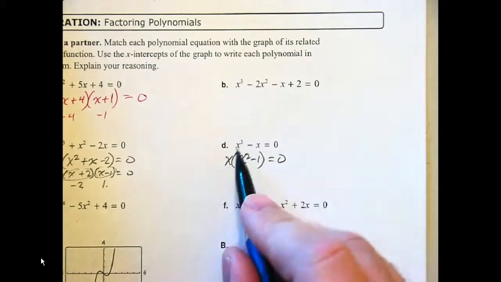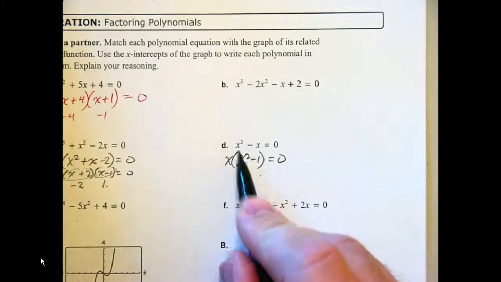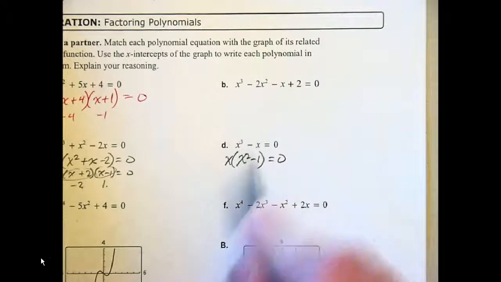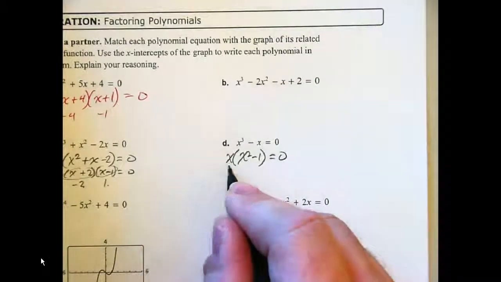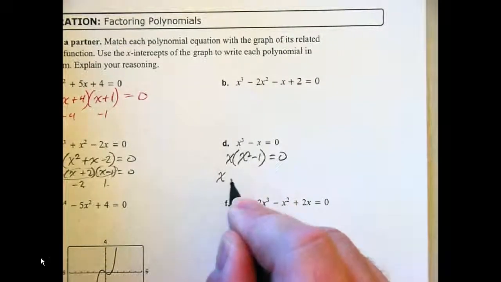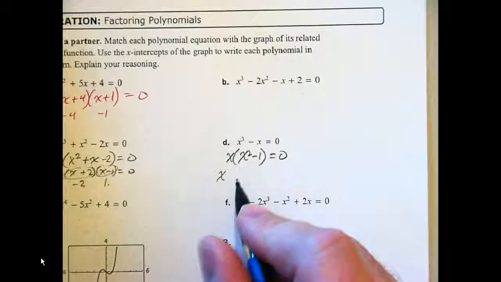Good. So you pull out the x. X times x squared is x cubed, and x times -1 is -x. This part, actually I'm going to bring that down. This is difference of 2 squares.